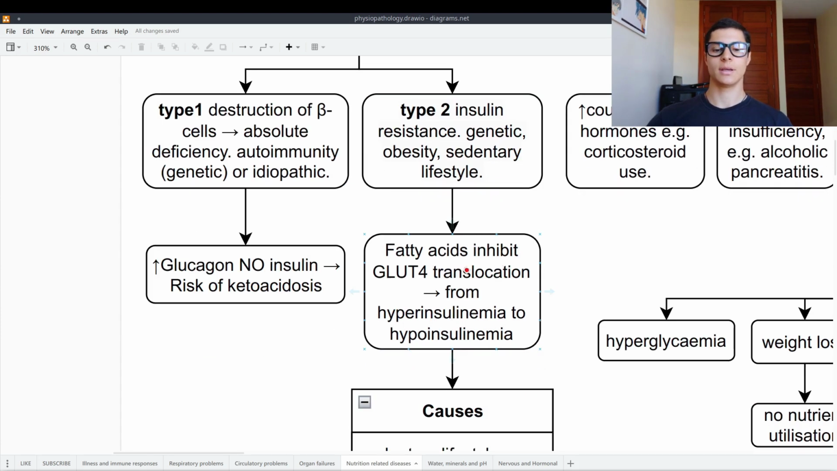The fatty acids inhibit the GLUT4, which is the glucotransporter number 4, translocation in the muscle cells, for example. And this type 2 goes from a hyperinsulinemia in the early stages to a hypoinsulinemia.